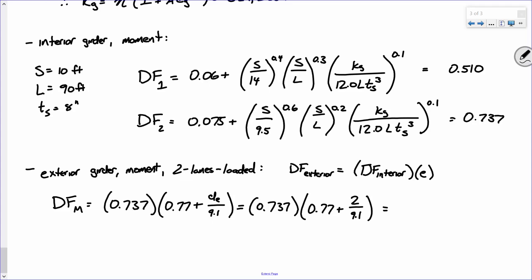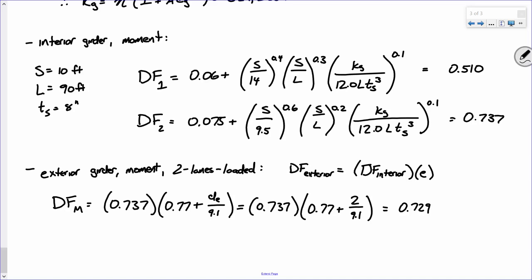Zero point seven what? 729. 0.729. Okay. Now, unfortunately, you're going to be mad at me because you'll see here in a second that this was actually, now that we've done this, kind of a pointless exercise, because all of these distribution factors are distribution factors for moment. All right, 0.51, 0.737, 0.729, all for moment.